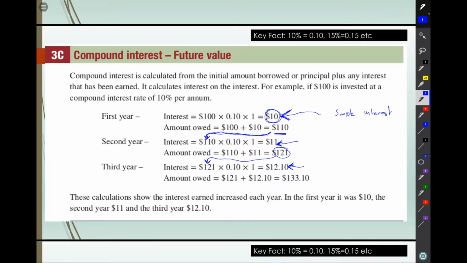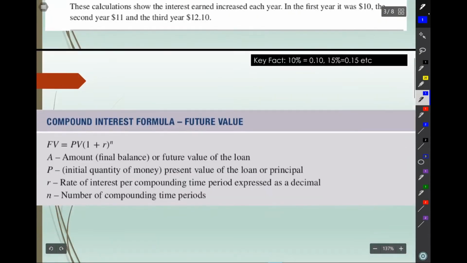So this is a kind of long process to go through. Imagine if you were trying to calculate how much money you had after 15 years. You would have to do this process 15 times. Well, we're not going to do it that way. We're going to use this handy formula here.